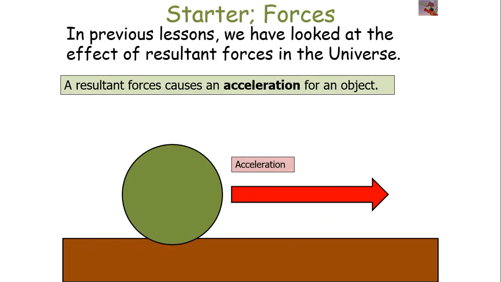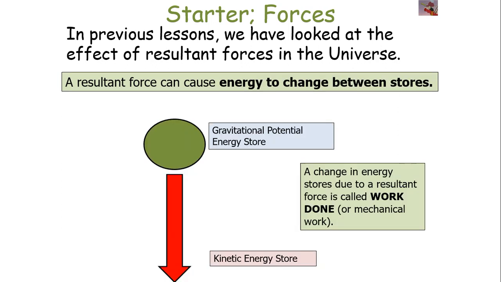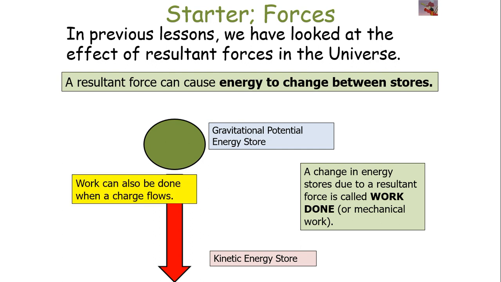So in previous lessons we've looked at the effects of resultant forces in the universe. So a resultant force can cause an acceleration for an object. A resultant force can cause energy to change between stores. Now a change in energy store due to a resultant force is called work done or mechanical work. Now work can also be done in a circuit when charge flows. That's another way you can have work done in the universe.